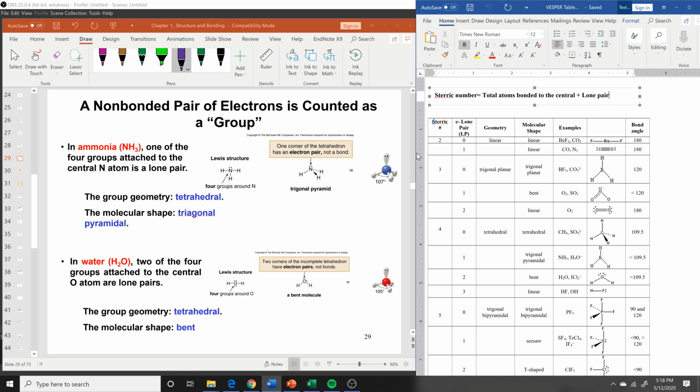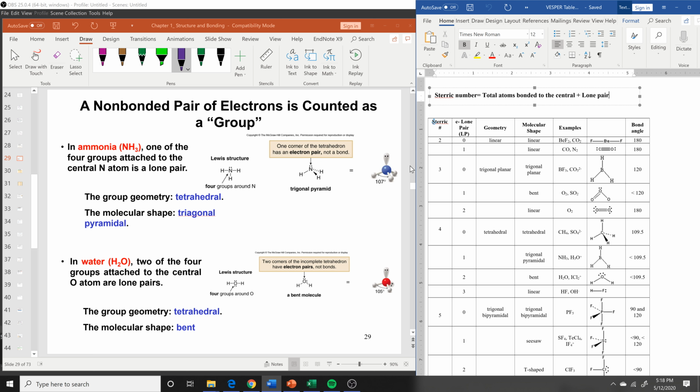In order to do this, the first thing that you're going to do is calculate the steric number. What is the steric number? The steric number is the total number of atoms bonded to the central atom plus the lone pairs. In the case of ammonia, the total number of atoms bonded to the central atom is 1, 2, and 3. So 3 atoms bonded to the central atom, and then you have a lone pair. The lone pair is considered to be a group. So this is going to be 3 plus 1 for the steric number, so it's going to be 4.